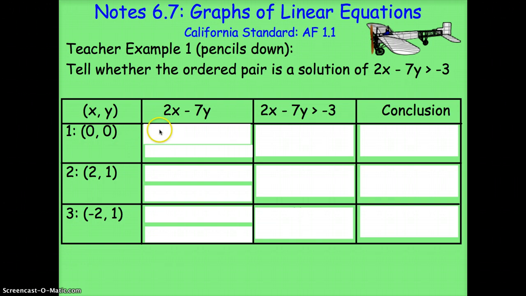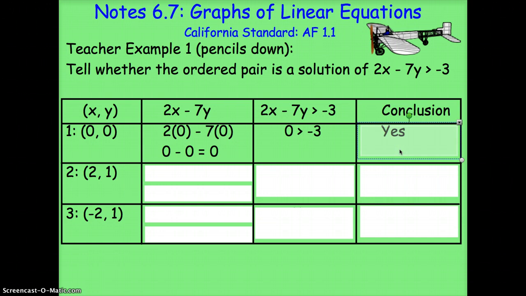So instead of x, we're going to write 0, and instead of y, we're going to write 0. We're going to multiply and then subtract. 0 minus 0, of course, is 0. So this whole group of terms, when you combine it all, just combines down to 0. So all you really have is 0 is greater than negative 3. And that is true, so your answer is yes. That ordered pair is a solution.